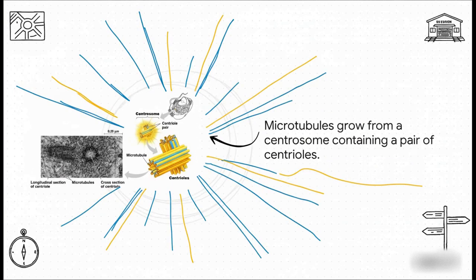Of course, any good highway system needs a central station, right? In animal cells, that's the centrosome. It's the main microtubule organizing center. You can think of it like Grand Central Station, with all the microtubule tracks radiating outwards from this one central point, spreading throughout the cell.